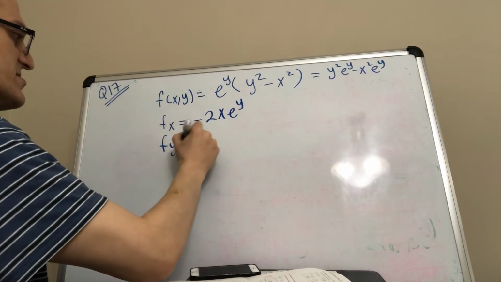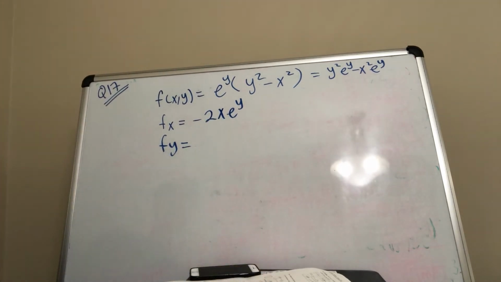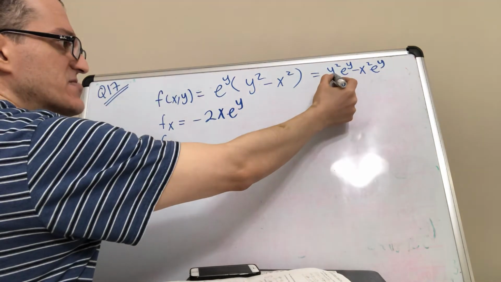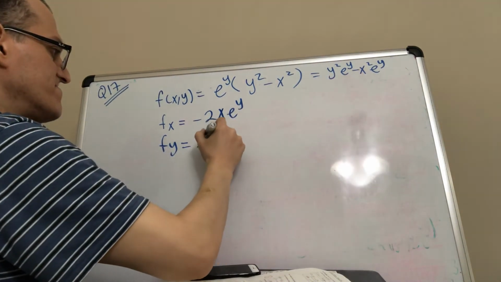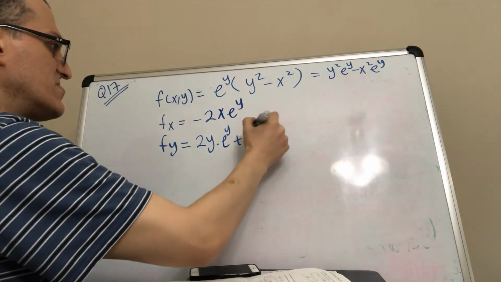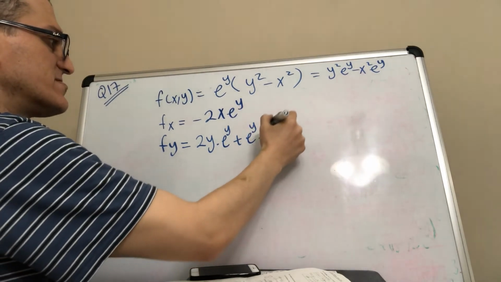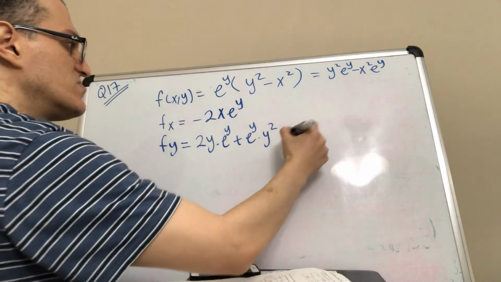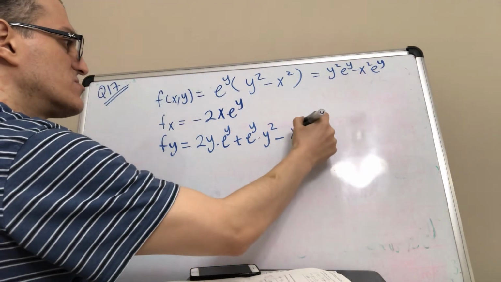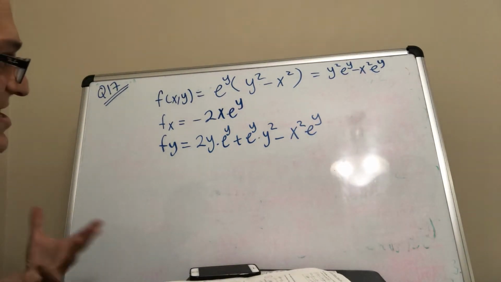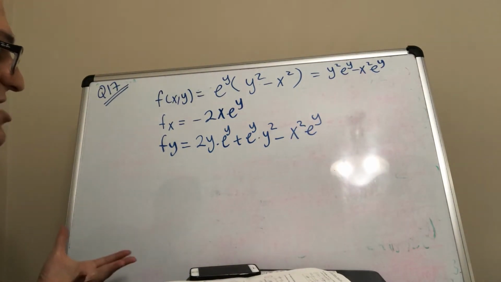We find the derivative with respect to y. We have to apply the product rule. Derivative of this, 2y, times the second function, plus the derivative of the second function times the first. Derivative of this with respect to y would be x squared e^y. Now, it seems a little bit complicated.